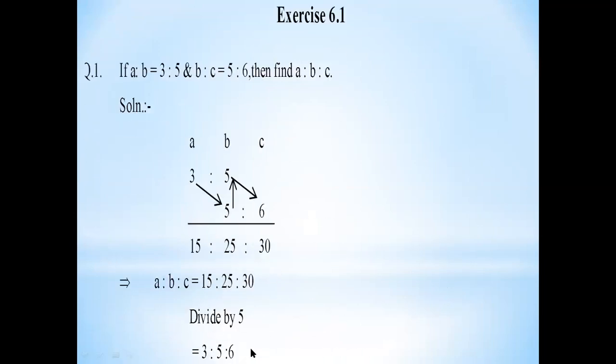Now question number 5 is your homework. You will do it by yourself, because exercise 6.4 has only 5 questions, and the first 4 questions I have already done. In question number 5, the length and breadth of a rectangular swimming pool are 243 meters and 27 meters respectively. Find the length of a square shaped swimming pool which has the same area as the rectangle.